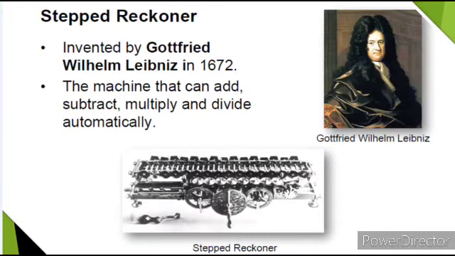The next device is the stepped reckoner. It was invented by Gottfried Wilhelm Leibniz in the year 1672. It was a machine that was able to add, subtract, multiply, and divide automatically.